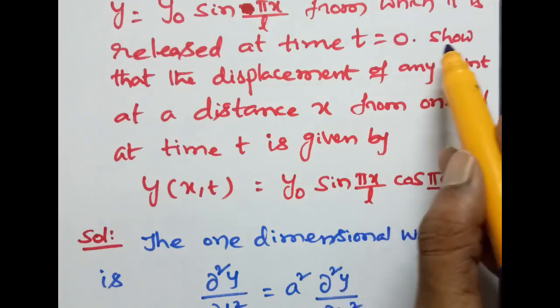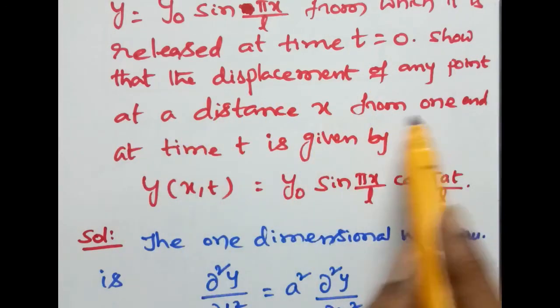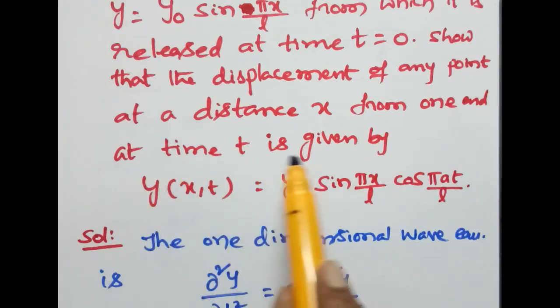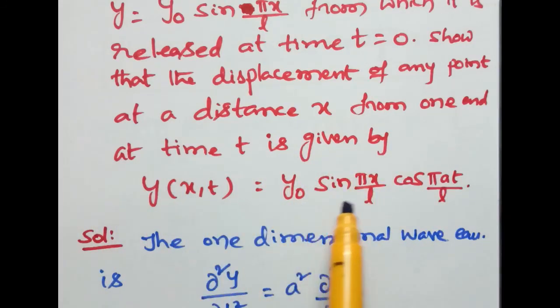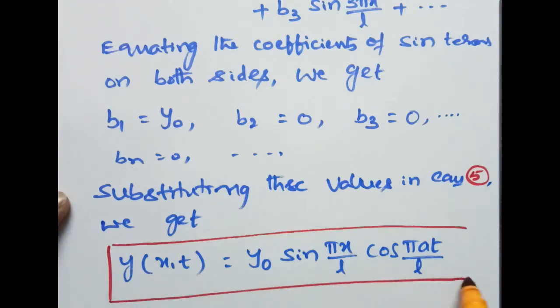So in the given problem, it is asked to show that the displacement of any point at a distance x from one end point at a time t is given by y naught sin pi x by L cos pi a t by L. So we got this solution. This is our required solution. This completes the solution of the problem.